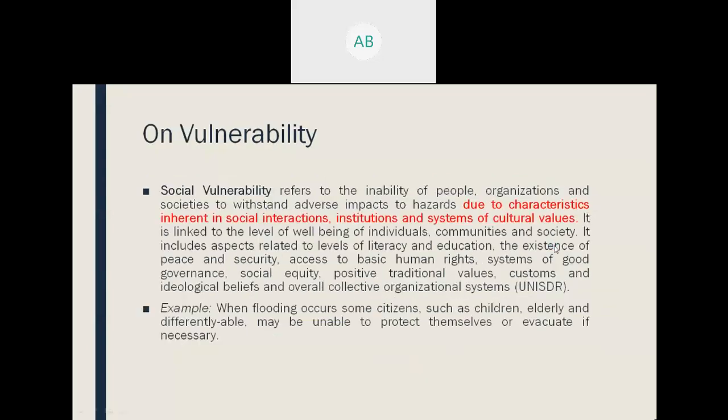Okay, next on the vulnerability list, we have the social vulnerability. So social vulnerability incorporates the inability of people, organizations, and societies to withstand adverse impacts to hazards. So this one I am highlighting in the red color. This is important. It is due to the characteristics which are inherent in social interactions, institutions and systems of cultural values. So sometimes some cultural norms and values also contribute to the level of vulnerability.